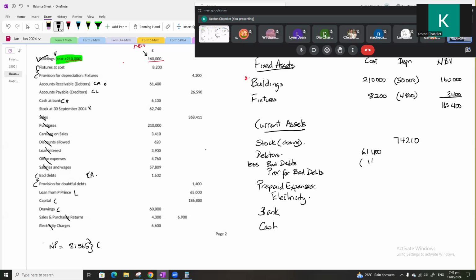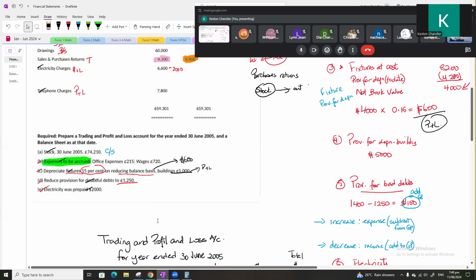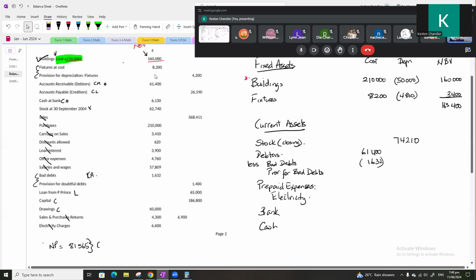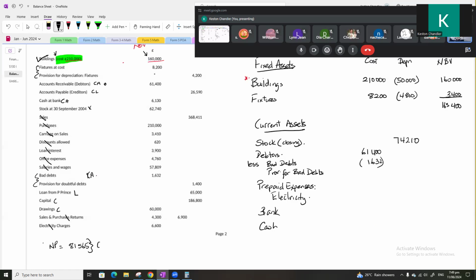1632, and our provision for bad debts went down. I remember that last week, the provision for bad debts was reduced to 1250. In my balance sheet, I am not putting the reduction. Remember, I told you last week, we put the reduction or the change in the figure inside of the profit and loss. In the balance sheet, we are putting the entire figure, right? Just like with the provision for depreciation, and not just putting this year's depreciation, but the total depreciation.